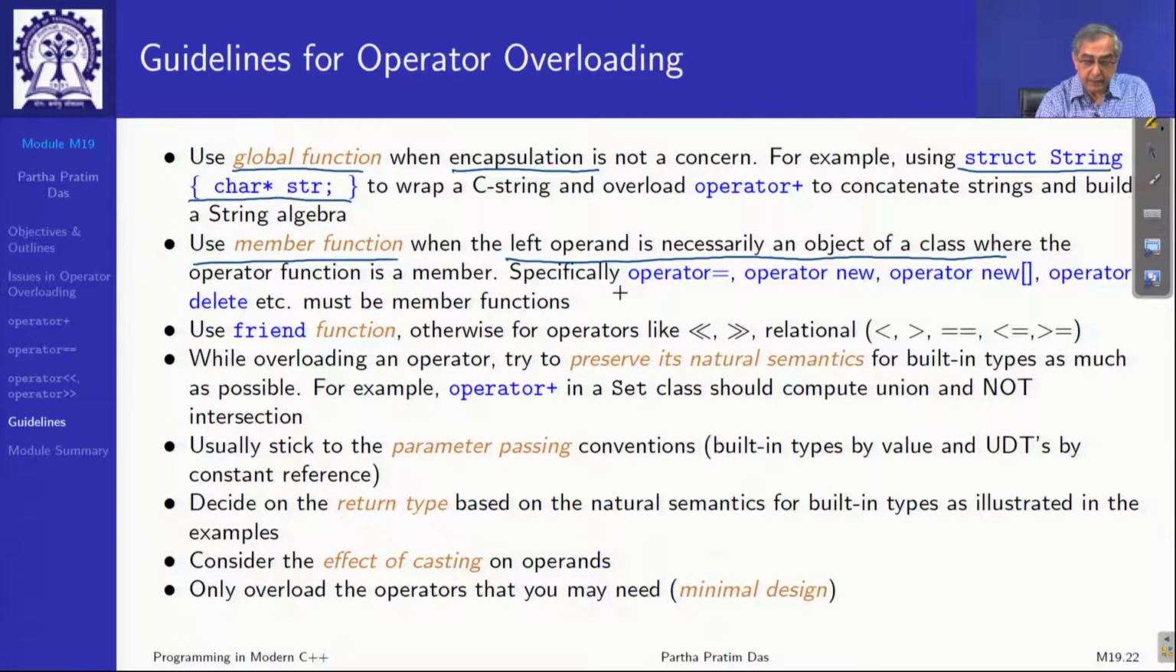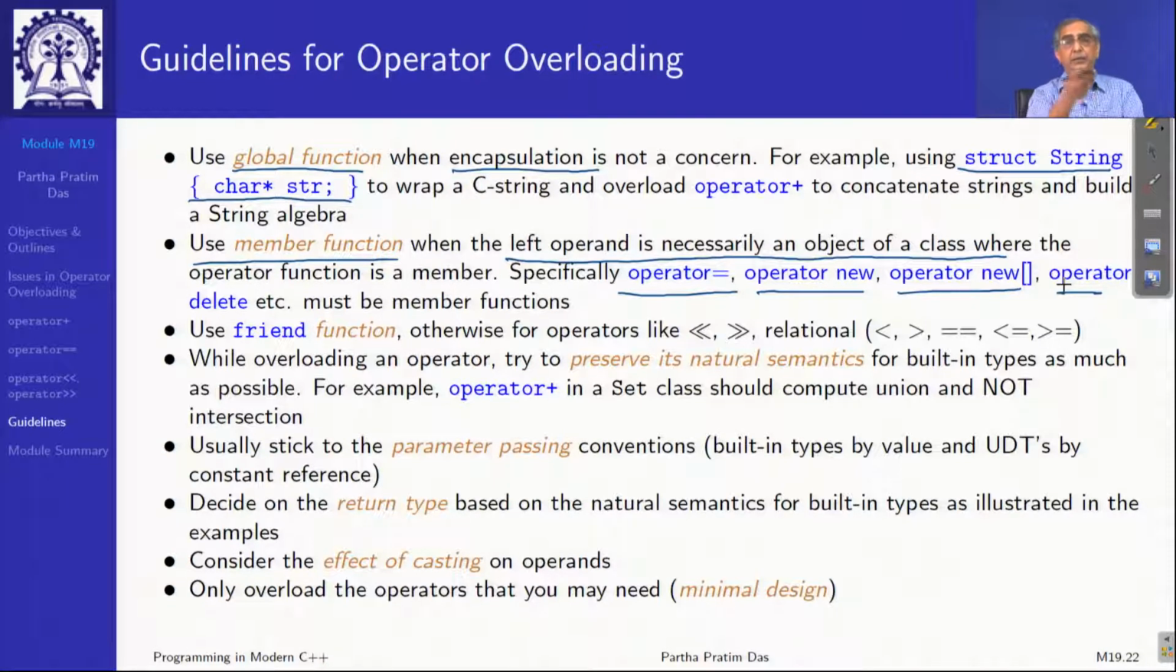And specifically, there are operators which will have to be overloaded as member functions, like operator assignment, you have already seen that, operator new, operator array new, operator delete, and so on. They all will have to be necessarily members. So, it is not a generalization that you will always do friend. You will do global if you want to keep things simple and do not have an encapsulation concern. You will have to do a member function if it fundamentally defines the behavior of your class and always will have the left operand as an object of the same class. That is a simple solution.